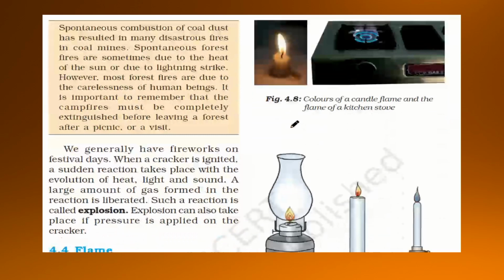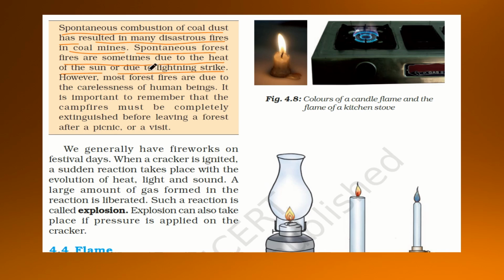Now just see in this box what they have written. Spontaneous combustion of coal dust has resulted in many disastrous fires in coal mines. So coal dust also undergoes spontaneous combustion. In coal mines there is coal dust which, when it comes in contact with normal air only, spontaneously burns. Spontaneous forest fires are sometimes due to heat of the sun or due to lightning strikes.